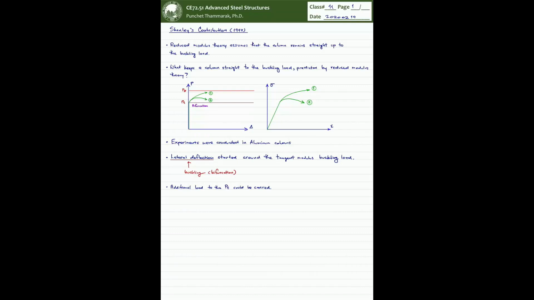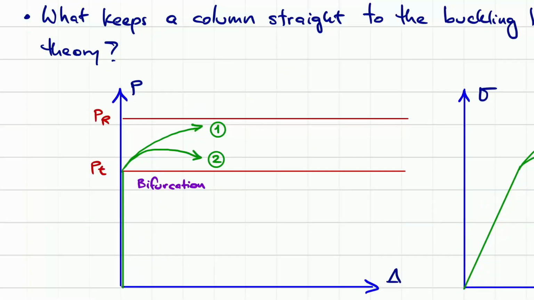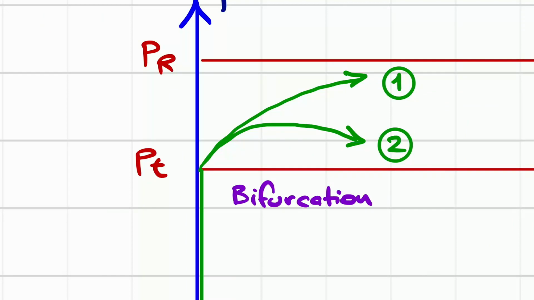Can you say more about why people want to be there? Here, this is bifurcation, PT. It is here. So you need to come up just a little bit to activate the lateral deformation.